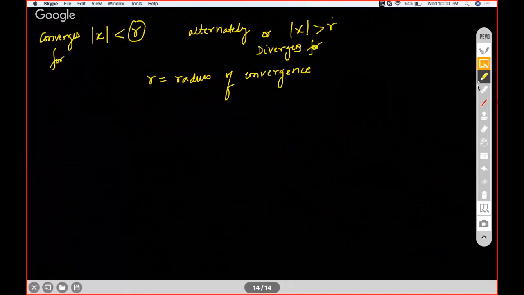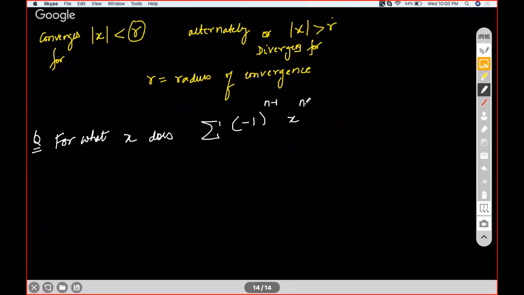So let's try to find out for other examples as well. For what value of x does this series converge?